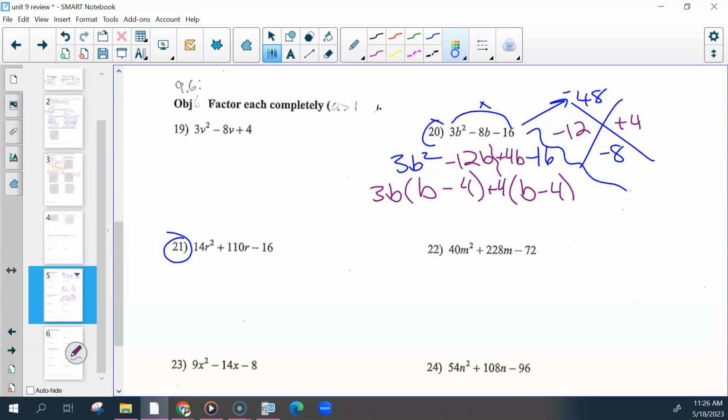We want these inside things to be the same. So that would be one of our factors. Everything on the outside, 3B plus 4, would be your other. And those would be your answers. What questions do we have on that before we do 21?